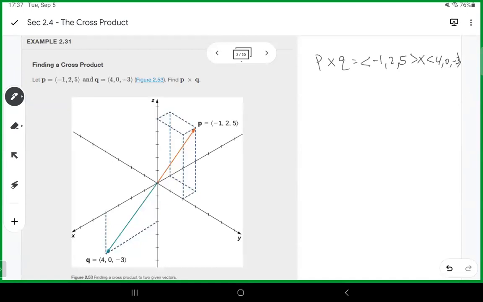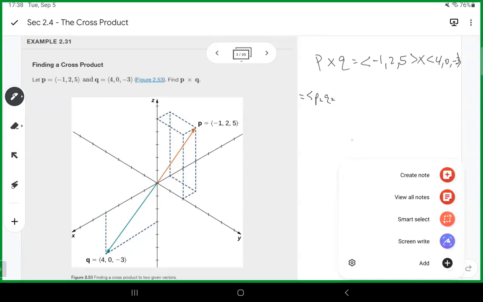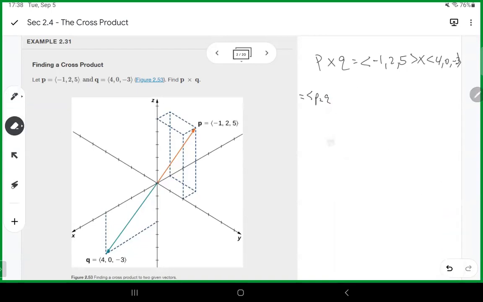So if we use our formula, we know that we have to do P sub 2, Q sub 3, minus P sub 3, Q sub 2, comma, and then P1, Q2 minus P2, Q1.